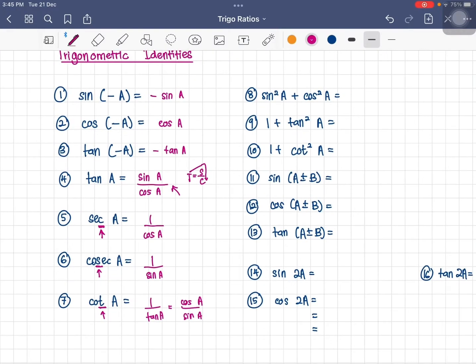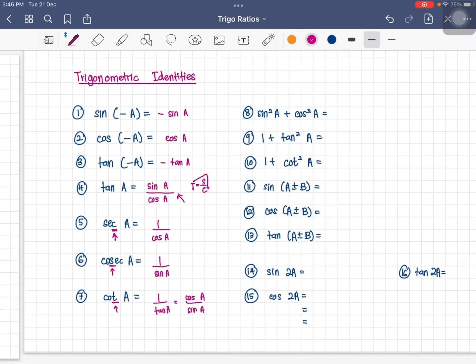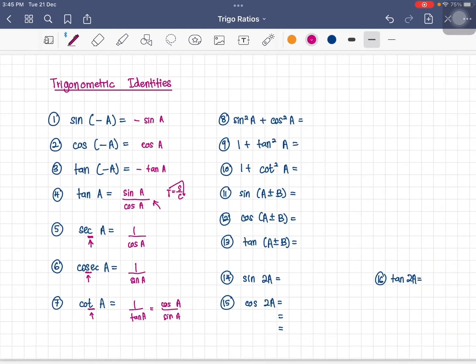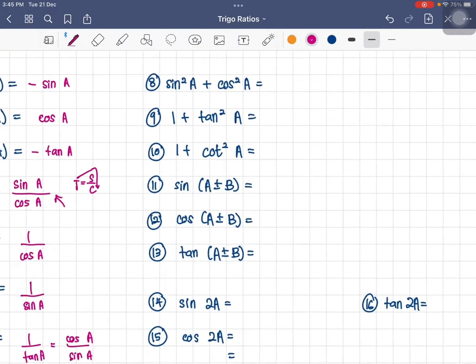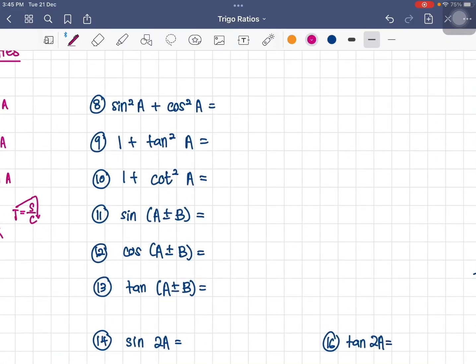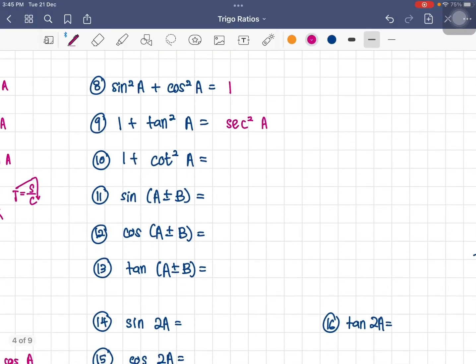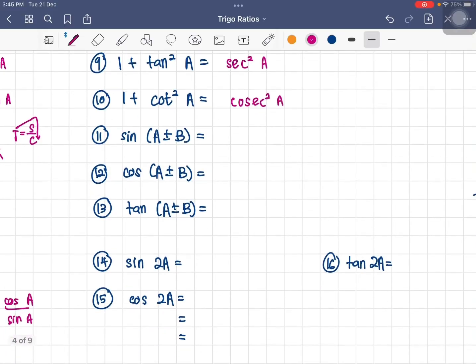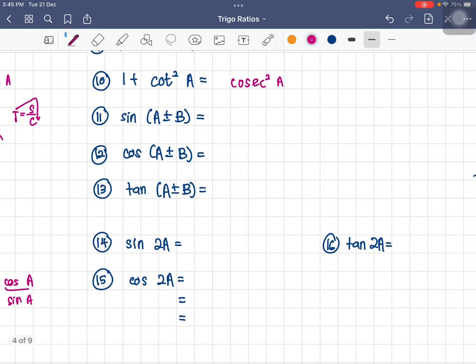So these are some identities that you have to know how to use, because I think these are given in the exam, but at least you know how to use them. All right, so sine squared a plus cos squared a should be equal to 1. And 1 plus tangent squared of a is equal to secant squared of a. And 1 plus cotangent squared of a should be equal to cosecant squared of a.